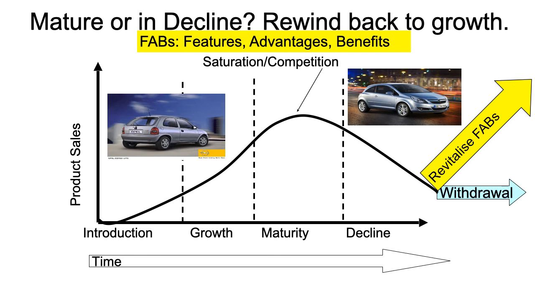And the way to get it back on the growth curve is to revitalize your features, advantages, or benefits, FABs. You can see the Opel Corsa Lite here on the left. It wasn't really looking that cool. It reached saturation, and then it starts to decline. And the way to get it back up the growth curve is to revitalize it. You can see the Opel Corsa Lite there on the right, looking much nicer with beautiful mags, new lines, new color-coded bumpers, and color-coded mirrors, and better trim, and then it goes back on the growth curve again. But if you don't revitalize the FABs, you're going to have to consider maybe withdrawing the product, taking it off the shelf, because you're being wiped out by the competition.